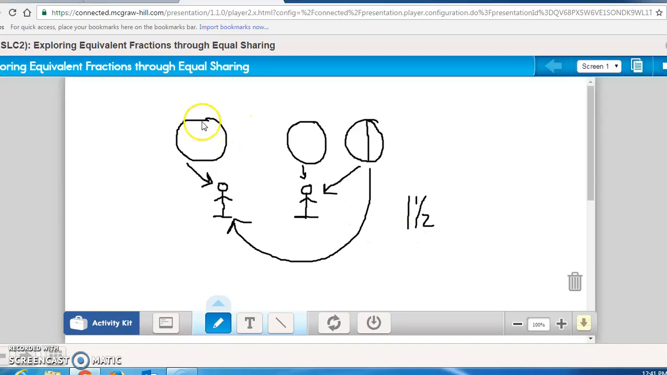We could have cut all 3 pizzas into halves, and we could have shared 1/2 goes to this brother, 1/2 goes to that brother, 1/2 goes to this brother of this pizza, the other half goes to that brother's pizza. So if we cut it into 2 equal parts, each brother would get 1, 2, 3 halves. 3 halves is the same thing as 1 whole pizza and a half.